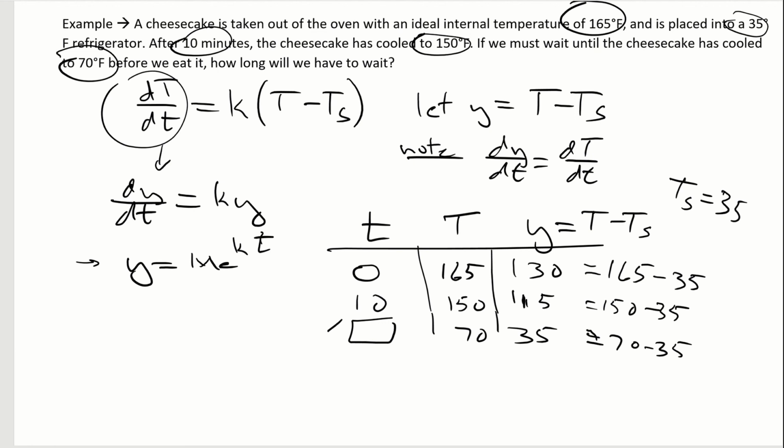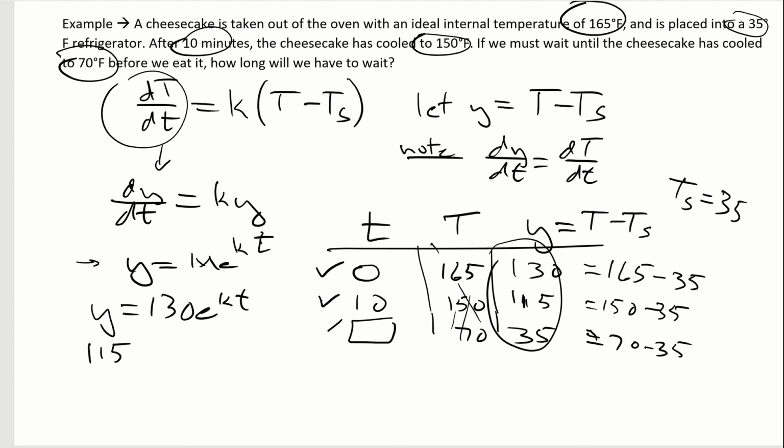See how this is? All we're really asking for is what's that time? So we do the same thing. We're not going to use the temperatures themselves anymore. We're going to use the y column. So the initial is, I can immediately write 130 e to the kt. Now we're going to use the next data point, which is 10, 115. If you plug in 10, y is 115, e to the k times 10 minutes. You have to write minutes in so you don't blow the problem.